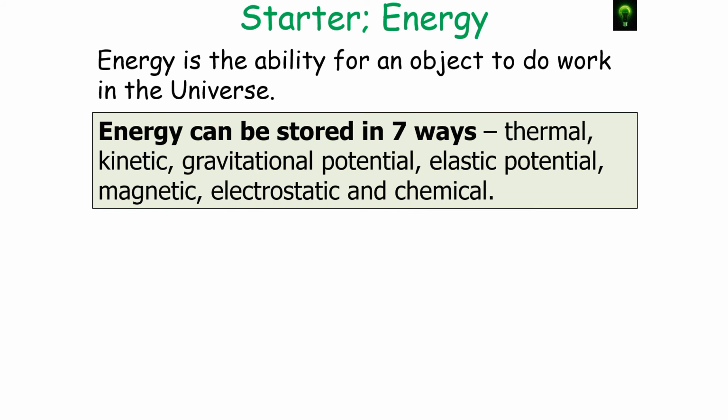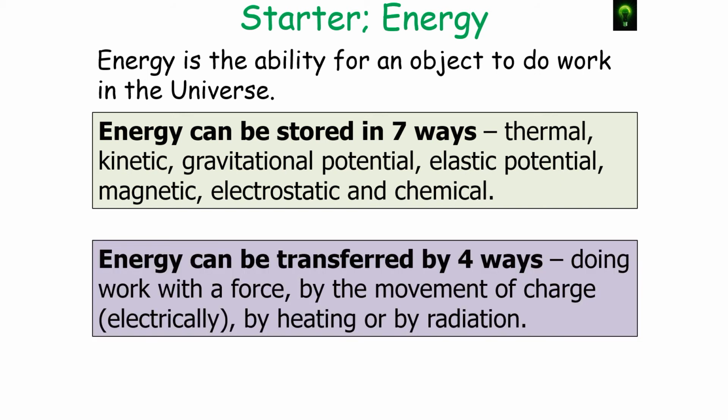So energy is the ability for an object to do work in the universe. Now the energy can be stored in 8 different ways: thermal, kinetic, gravitational potential, elastic potential, magnetic, electrostatic, chemical, and nuclear. Now energy can be transferred in 4 ways: doing work with a force, by the movement of charge, electrically, by heating, or by radiation.